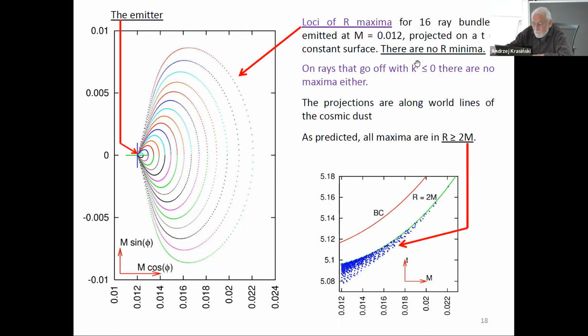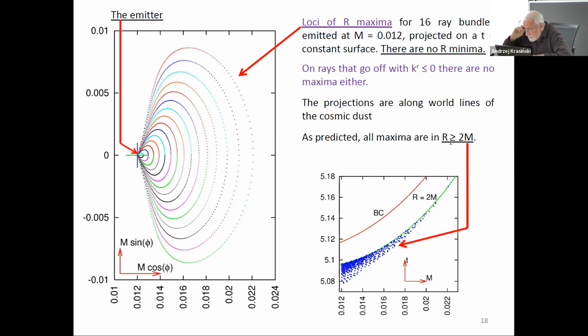On rays that go off in the direction of decreasing R coordinates, there are no maxima. On other rays, there are maxima but no minima. And this is the image obtained by projecting all those points along the world lines of the cosmic dust on a surface of constant time. And here on the second picture, you can see that as predicted, all the maxima are greater or equal to 2m.